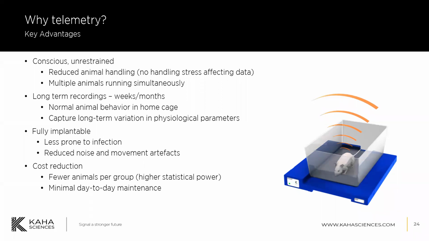So you can capture the long-term variation of physiological parameters, even during the development of a disease course over those weeks or months. And one of the key advantages is that telemeters are fully implantable, and so that lowers the risk of infection and improves your signal quality. The signal to noise ratio is very much improved because the amplifiers are right down inside the animal, and you no longer have this long wire of a tether picking up background noise or being affected by movement and creating movement artifacts on your data.